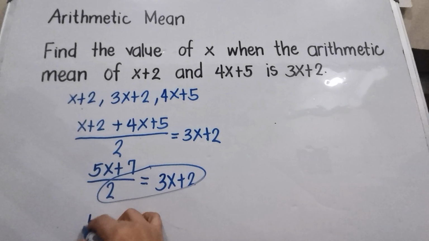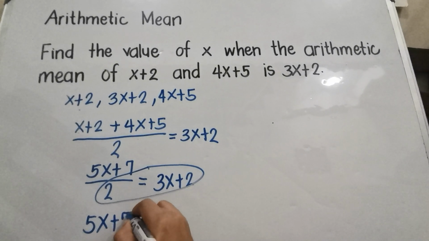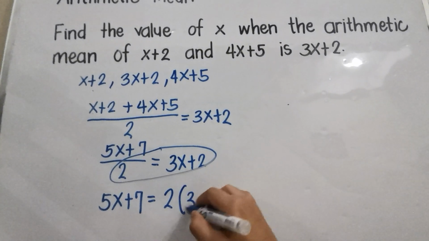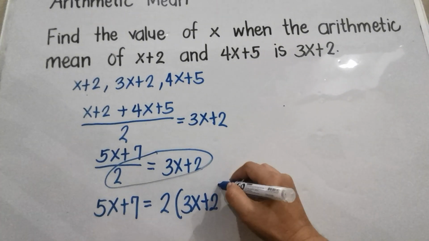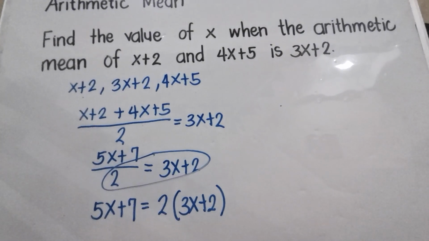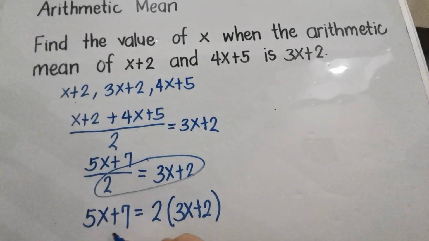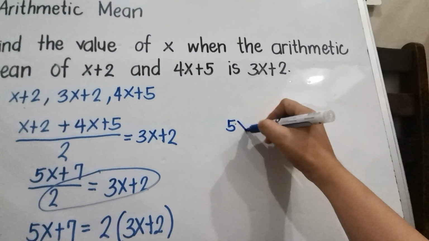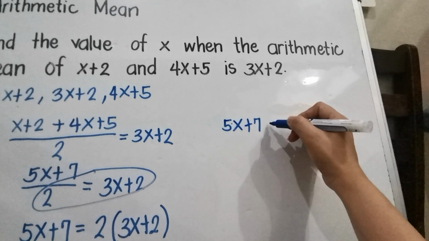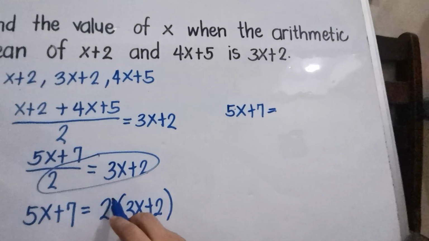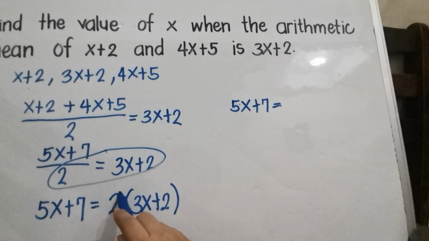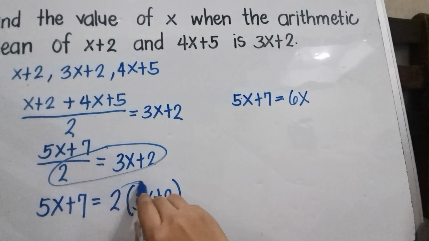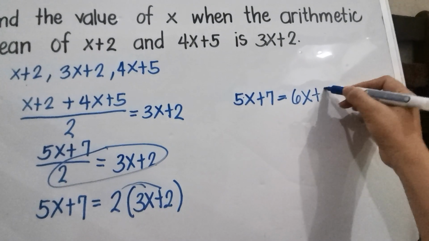So we have 5x plus 7 equals 2 times the quantity of 3x plus 2. Then we will copy 5x plus 7. We have 5x plus 7 equals, so we'll multiply 2 to 3x, so that's 6x. And then 2 times 2, that's 4.